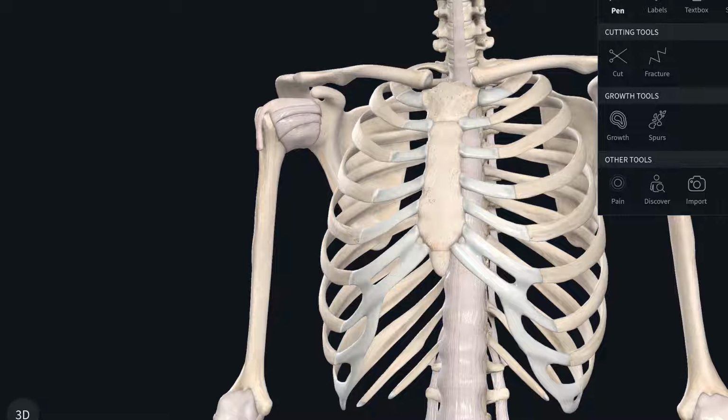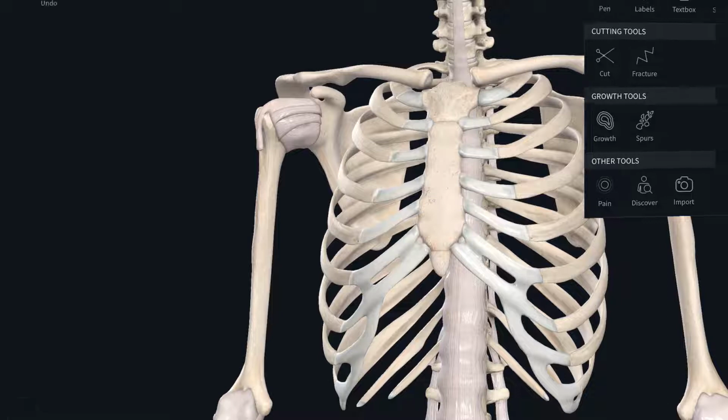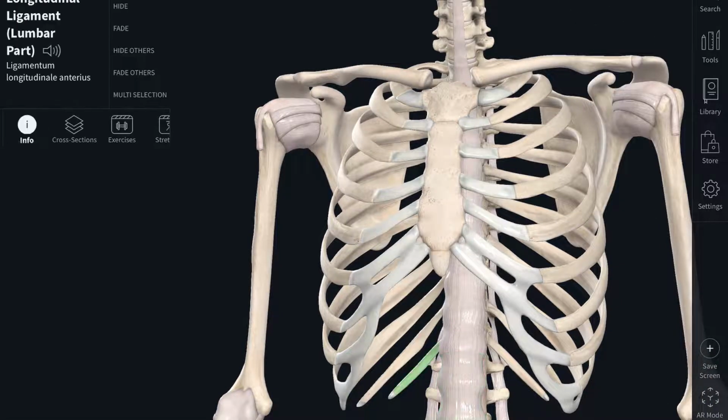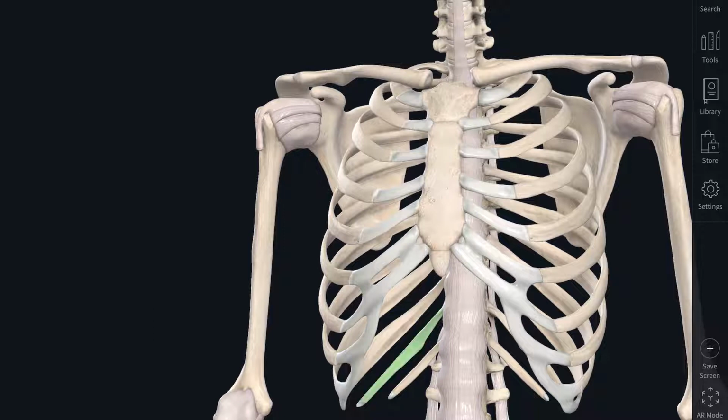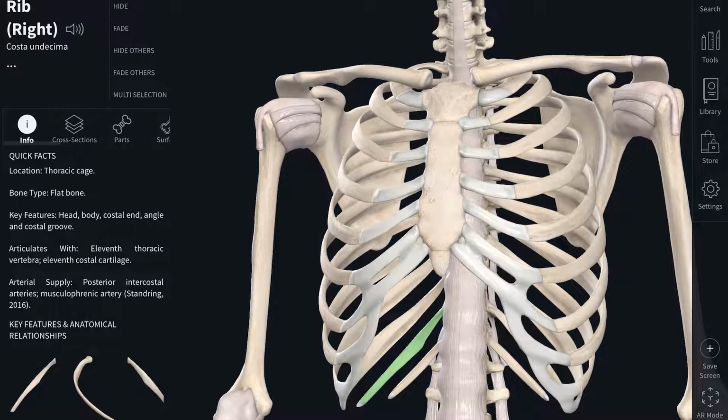Now T11 and T12 articulate with ribs 11 and 12. These are floating ribs. These ribs don't reach around to attach to the sternum and can be felt easily on the side. So these are the floating ribs. Because there is no connection of these ribs to the sternum anteriorly, these vertebrae will have much more range compared to their thoracic brethren.